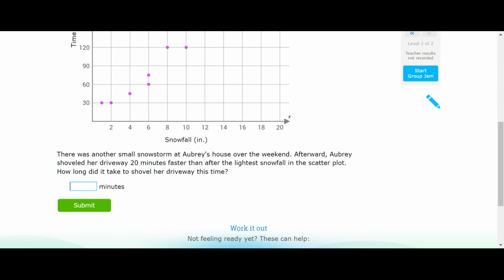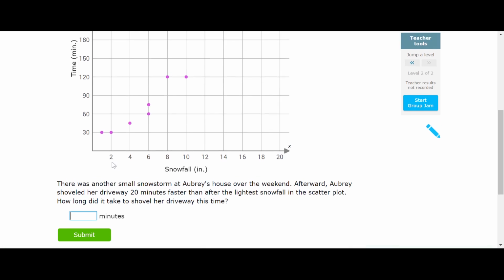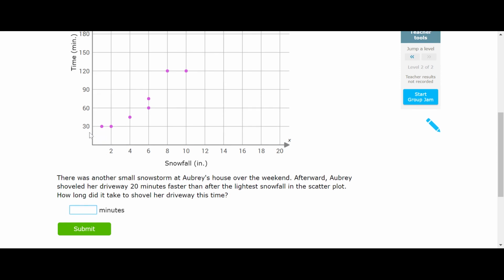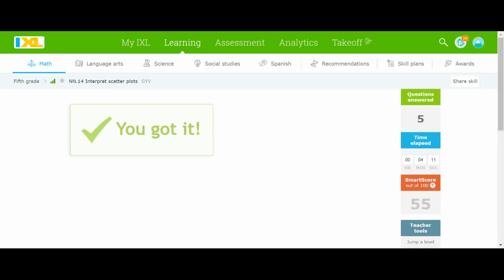20 minutes faster than the lightest snowfall. So the lightest snowfall looks like it would be right here. And if this is 2, this right here would be 0. I'm looking at the increments, because I see that it goes in increments of 2. So if this one's halfway, that means there was 1 inch of snow, and that would have been the lightest. When there's 1 inch of snow, it took her 30 minutes. So if she got it done 20 minutes faster, that means she did it in 10 minutes.